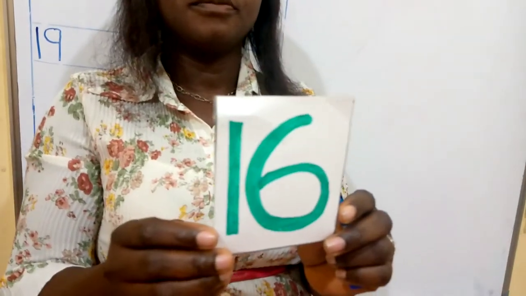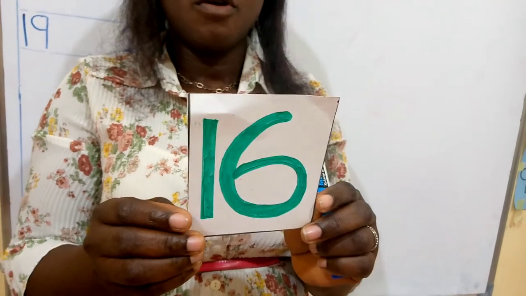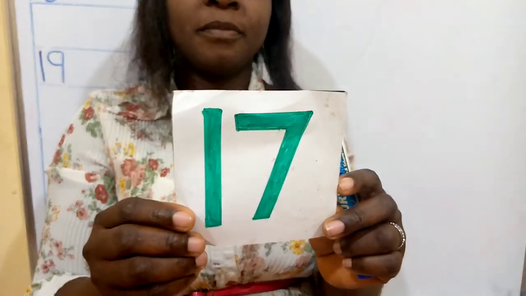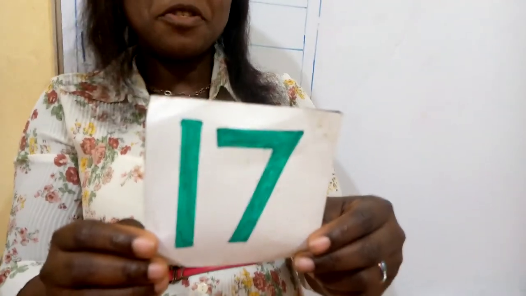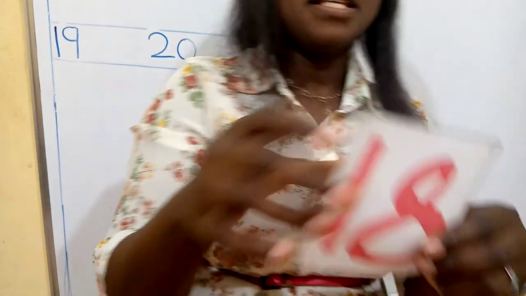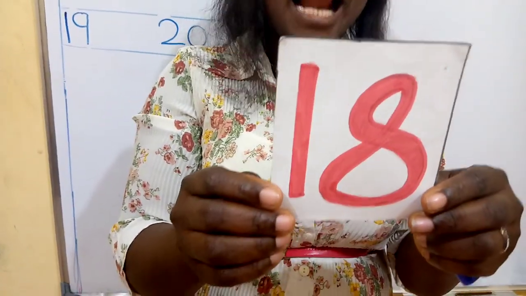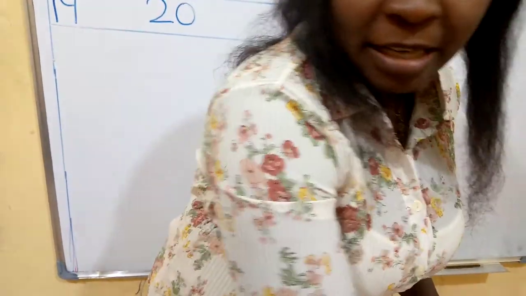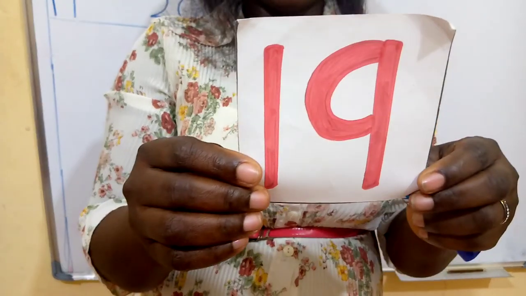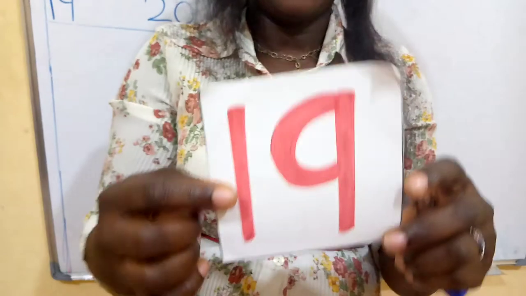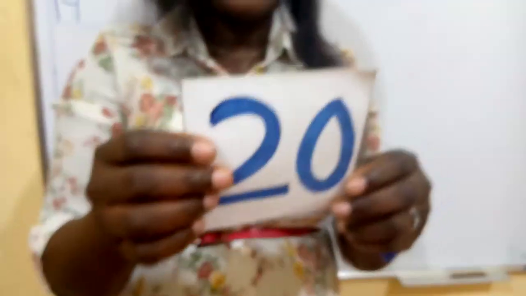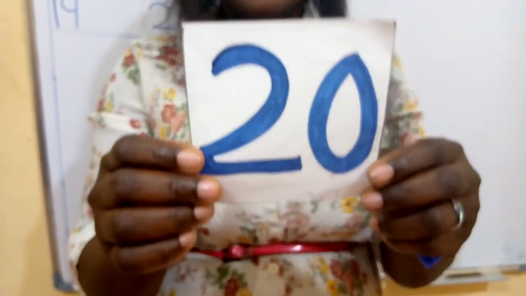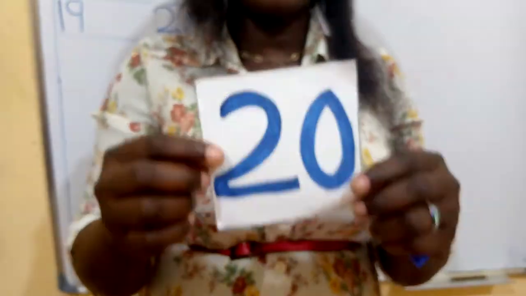All right. Before I give you homework, I want you to identify this number. The first number is number... correct. This is number... All right, 17. That's correct. Beautiful. Now the next number is what? 18. Clap for yourself. The next number is... excellent. Correct. Number 19. And the next number is 2 and 0, 20. Give yourself a sound clap.